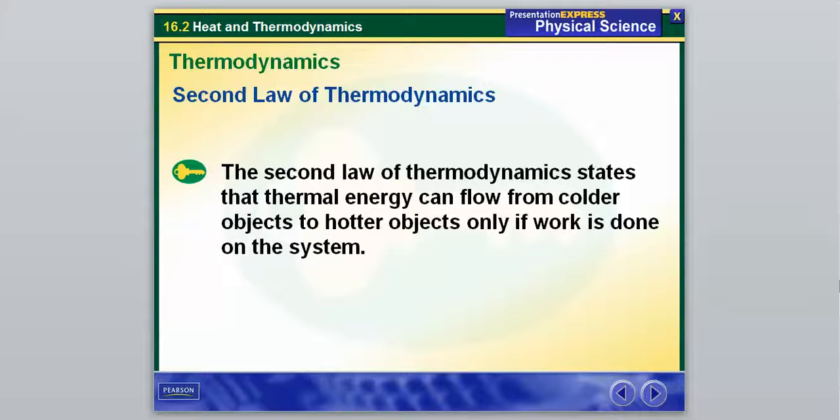Our second law states that thermal energy can flow from colder objects to hotter objects only if work is done on the system. We talked about earlier in our first section that heat flows spontaneously from hot to cold. That's just how it works. But you can make it go from cold to hot, you have to do work on the system in order to make that occur. It's not just going to occur naturally. You're going to have to do something to the system in order for it to go from cold to hot.